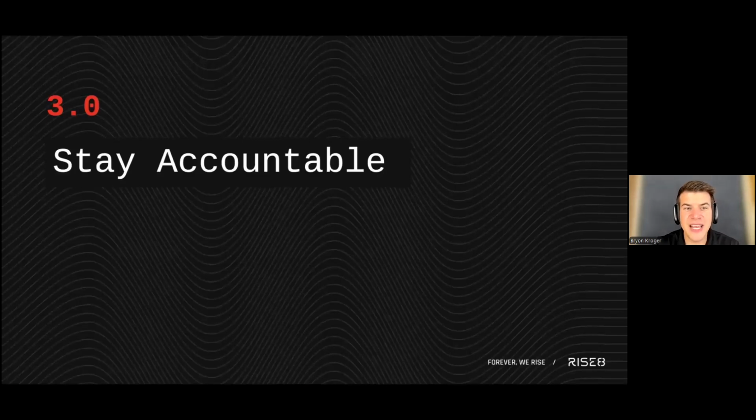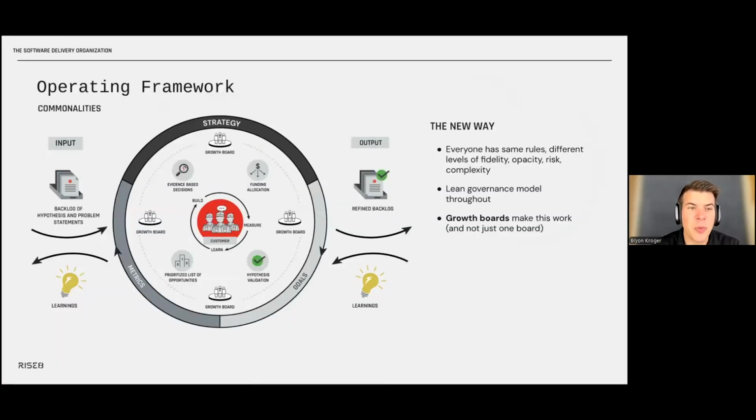All right. So how do we stay accountable? Well, I mentioned growth boards a couple of times here. There's an operating framework for this. And in this new way, everyone has the same rules, and there's no opacity, right? It's very transparent, a lean governance model. And we call these growth boards, very similar to what VCs employ.